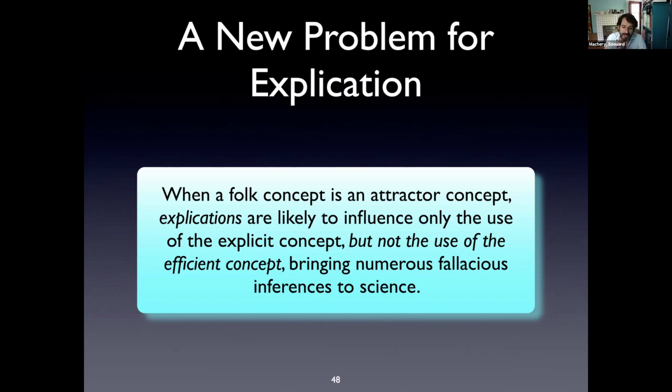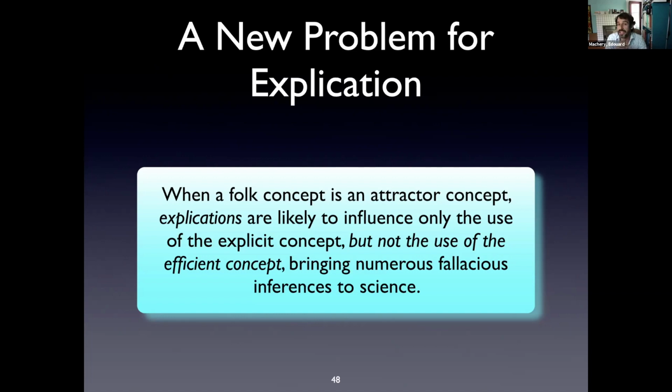When a folk concept is an attractor concept, so not all concepts are at stake, only those that work as attractors, explications are likely to influence only the use of the explicit concept, of the ones that people use in their most reflective moments, when they theorize about the meaning of the words, the content of the concept, or its extension explicitly, but not the use of the efficient concepts, not the concepts that they happen to be using in their theoretical and experimental everyday life as scientists.